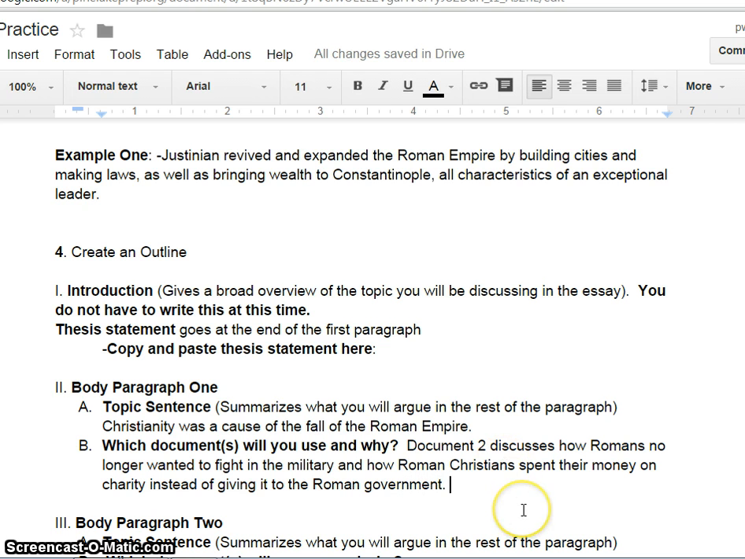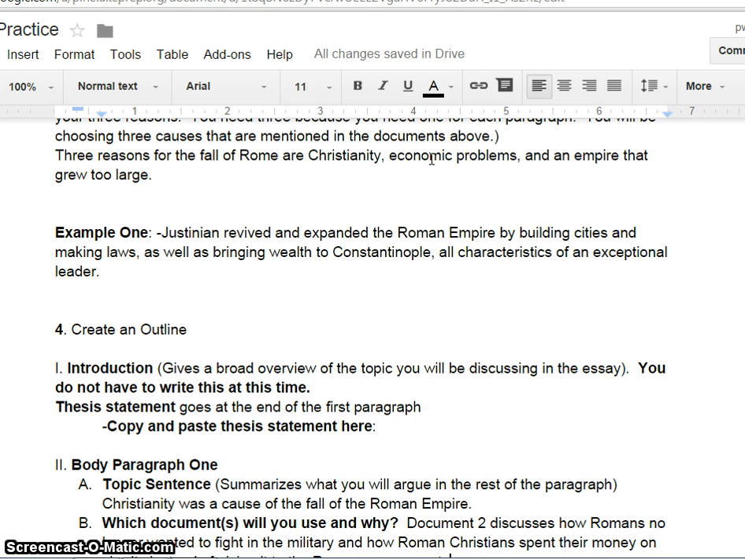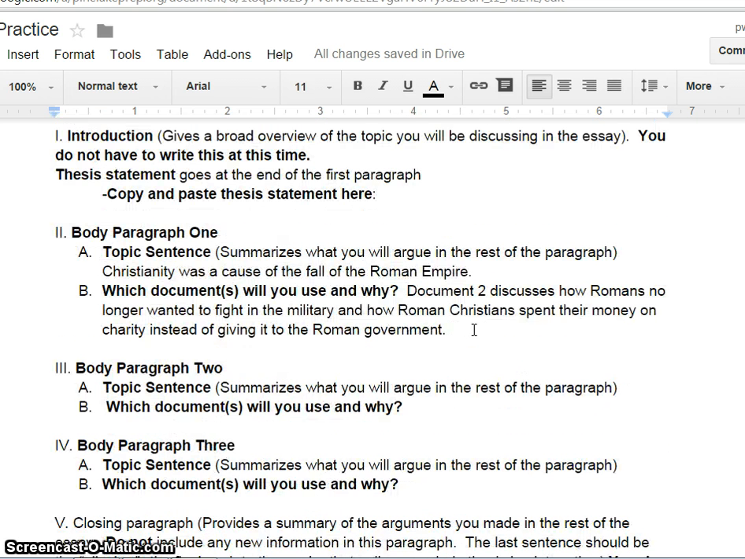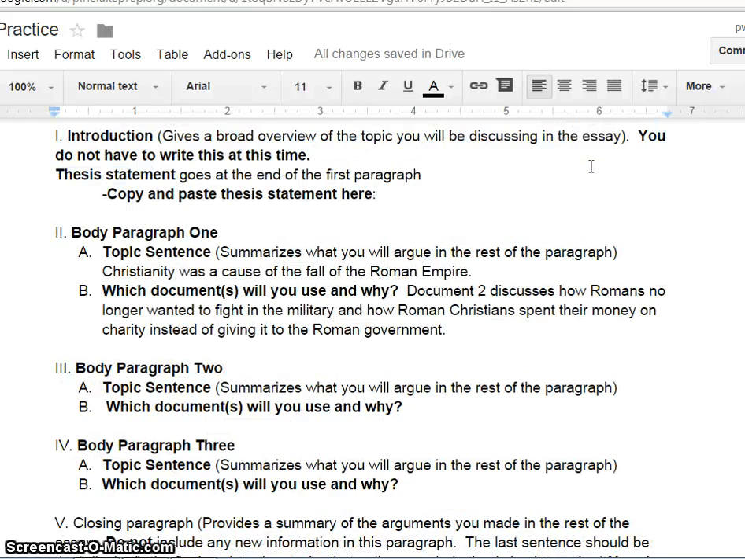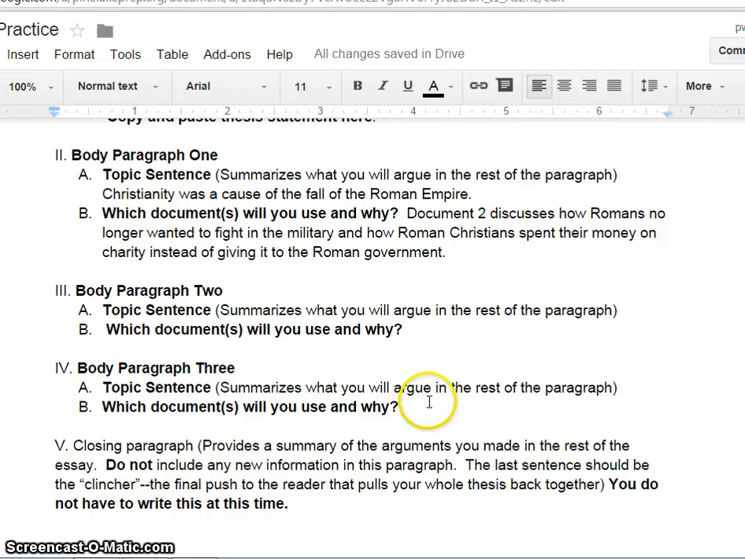Now you will do this for each of the other two causes in your thesis. So in my case, I would come up with a topic sentence in paragraph 2 for economic problems. So it could be something like, economic problems also led to the downfall of the Roman Empire. And then you would go back to the documents like we did before and find a document that talks about economic problems and explain what it says related to how it led to the fall. And then for your third paragraph, it will be the third cause that you mentioned in your thesis. So again, in my case, it would be a third cause of the fall of the Roman Empire was the empire grew too large to defend. And then the same thing, you would go back and write which documents you would use.